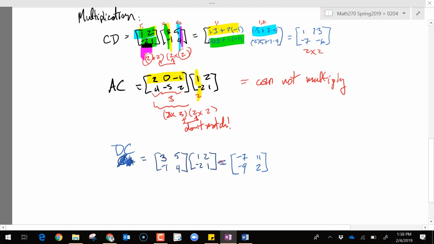Anyways, I wanted to do this example and compare it with the first example that we did. And what do you notice? What is C times D? The other one we just did is D times C. Not equal to each other, right? So keep that in mind.